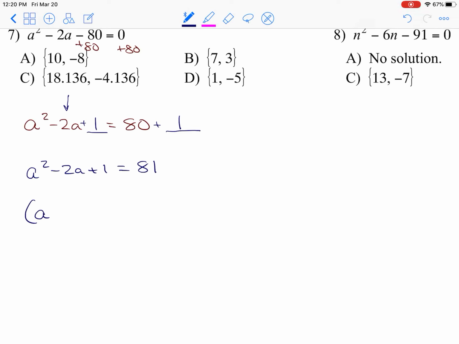The thing on the left is a perfect square trinomial. It factors into a binomial square. So remember, I take the square root of the first term, the square root of the last term, and I use the middle term sign.